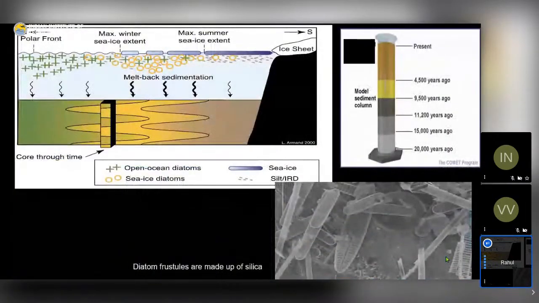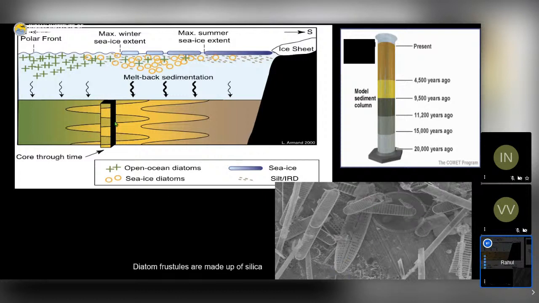Or before that animation, I would just like to tell you about the sea ice. If you would like to know the sea ice extent, you don't have foraminifers preserved in sea ice. Then you would need to look at sea ice diatoms. These are siliceous frustules, they are called frustules, and they are very beautiful and intricate, and it's a love to see them under the microscope.